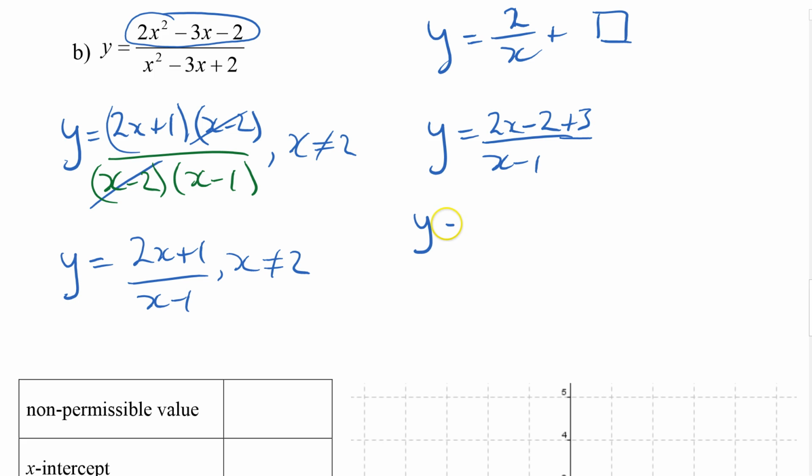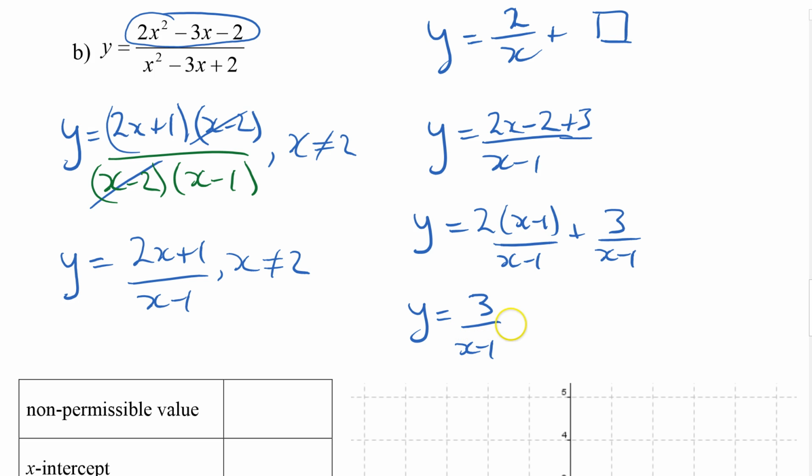So in my next line I'm going to say y is equal to 2 times x minus 1 all over x minus 1 plus 3 over x minus 1. And so I will get, at the end of the day here, y is equal to 3 over x minus 1 plus 2. Now I really should be careful to keep my x cannot be equal to 2 all along the way. So I'm going to go back and be good and write x cannot be equal to 2 here, x cannot be equal to 2 here, and x cannot be equal to 2.